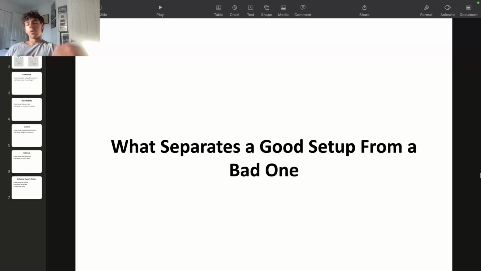But today, I wanted to talk about what separates a good setup from a bad one. Very simple. I'm just going to tell you guys certain things, whether it's mental, technical, anything that shows you what can be a good setup and, contrary to that, what is a bad setup that I wouldn't recommend taking. So, on to the presentation.